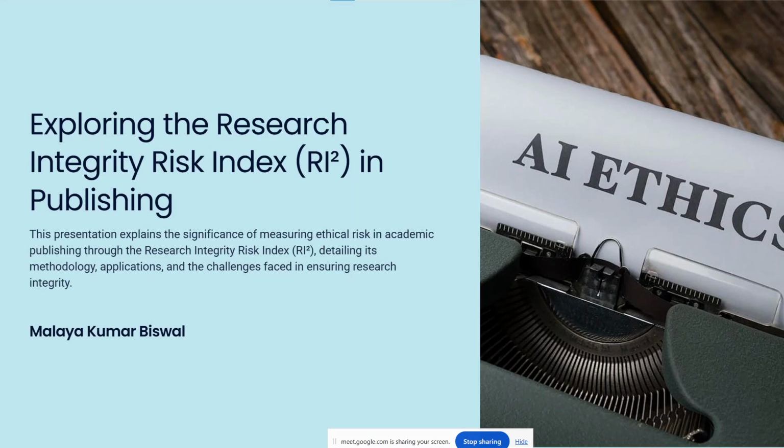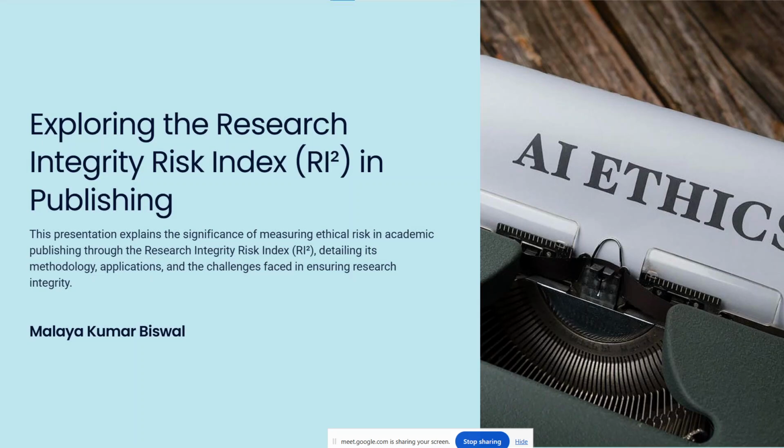So this is just for information purposes. You won't be dealing with this RI square, but this information is very important. For example, if you want to choose any university for your master's program or PhD program, you should consider this factor before enrolling in any university, institution, or organization. So this is very important.